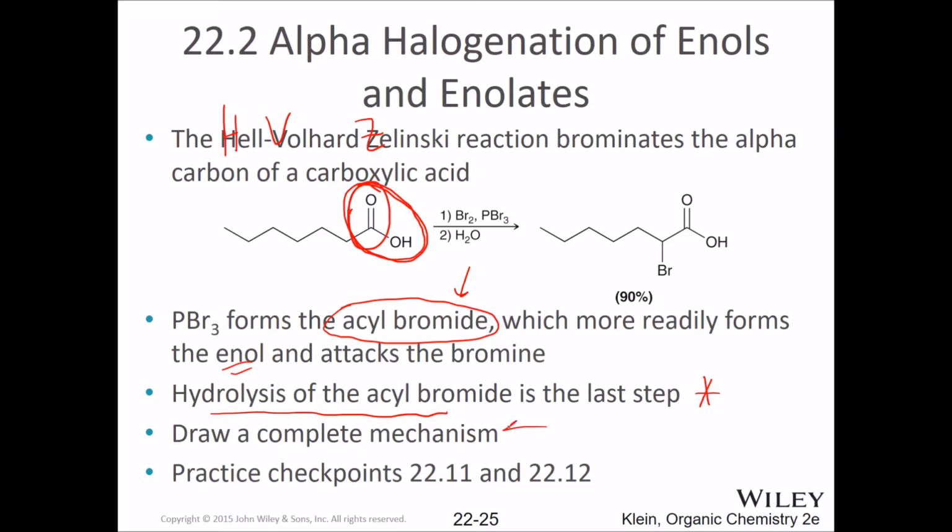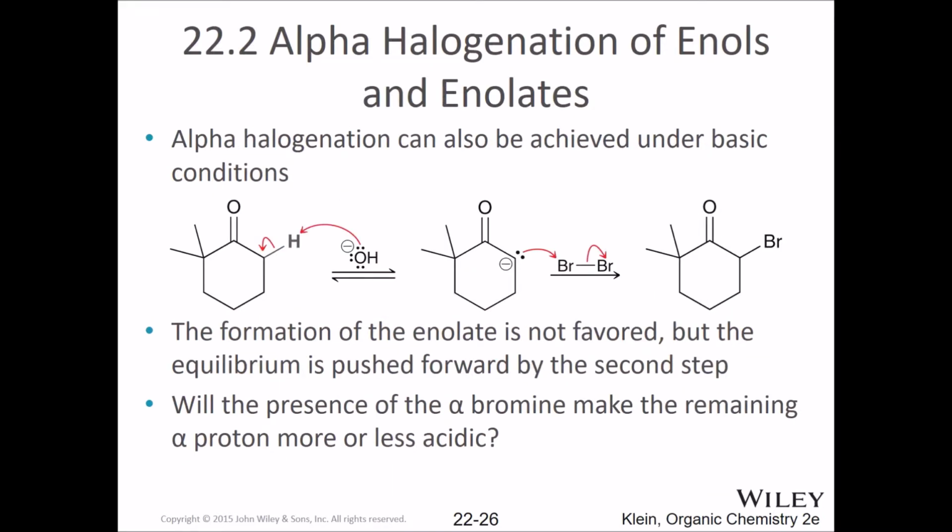Okay? And then I'm asking you here now to draw the complete mechanism. All right, go practice with checkpoints 22.11 and 12. And come back and we'll talk more about this. Okay, now alpha halogenation can also be achieved under basic conditions.